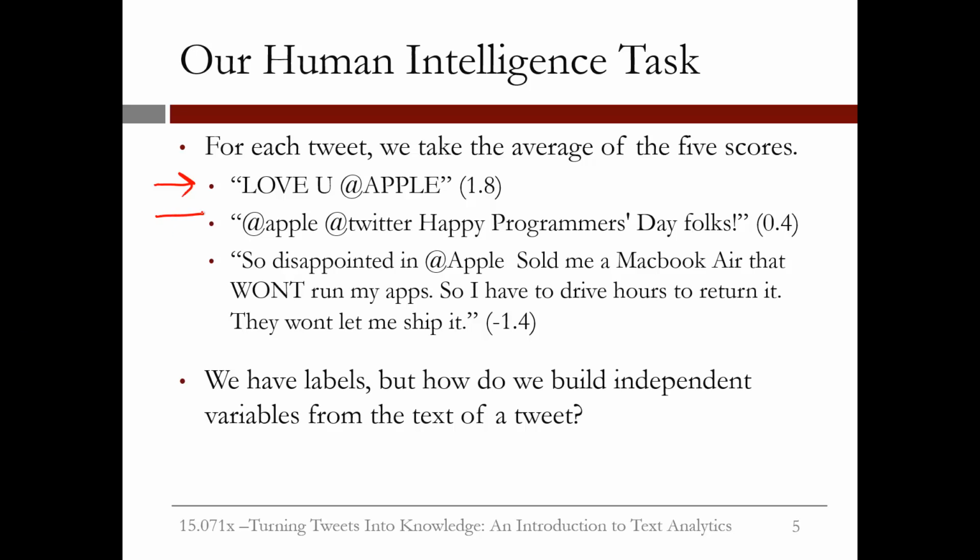The tweet "Apple Twitter, Happy Programmers Day, folks" was seen as slightly positive on average. And the tweet "So disappointed in Apple, sold me a MacBook Air that won't run my apps, so I have to drive hours to return it. They won't let me ship it" was seen as pretty negative. So now we have a bunch of tweets that are labeled with their sentiment. But how do we build independent variables from the text of a tweet to be used to predict the sentiment? In the next video, we'll discuss a technique called bag of words that transforms text into independent variables.